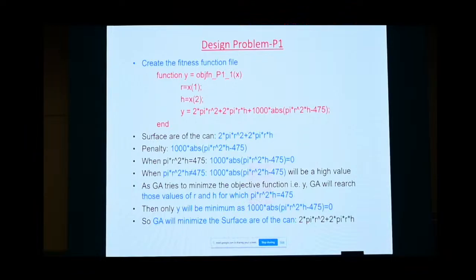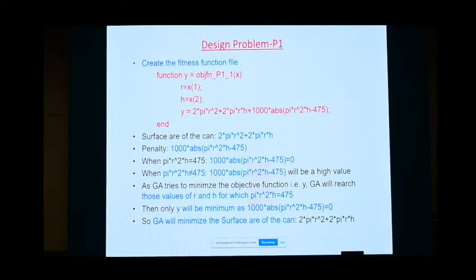So GA will search only those r and h values when the second penalty part is 0. If that part is 0, then GA will minimize the remaining part, the surface area. By default it will make the penalty part 0, and it will try to minimize the first part.